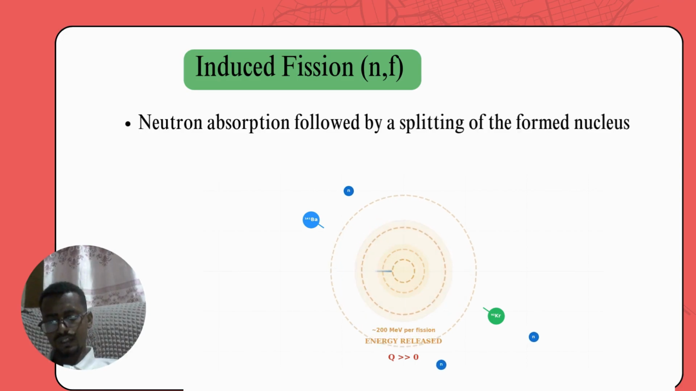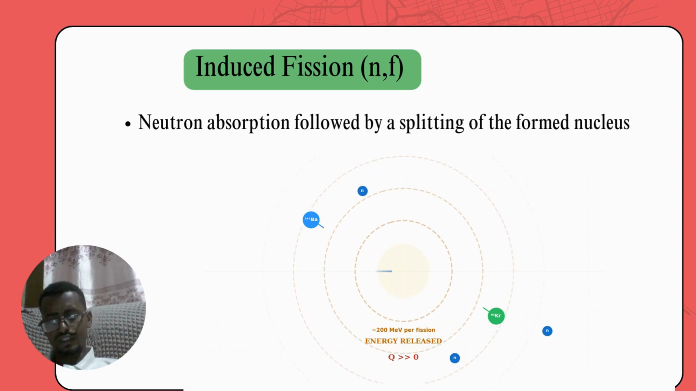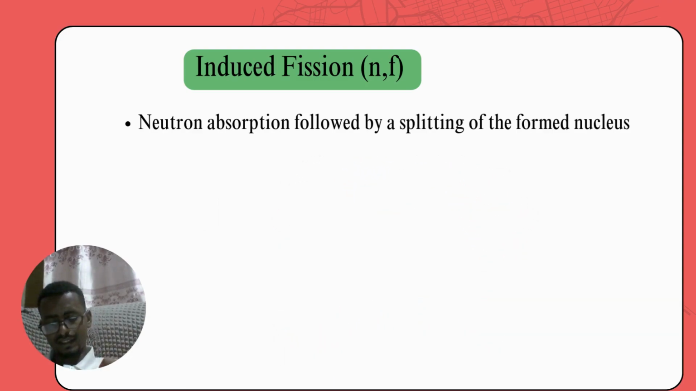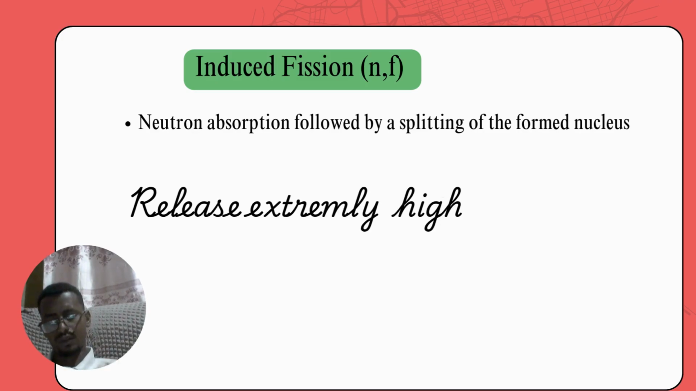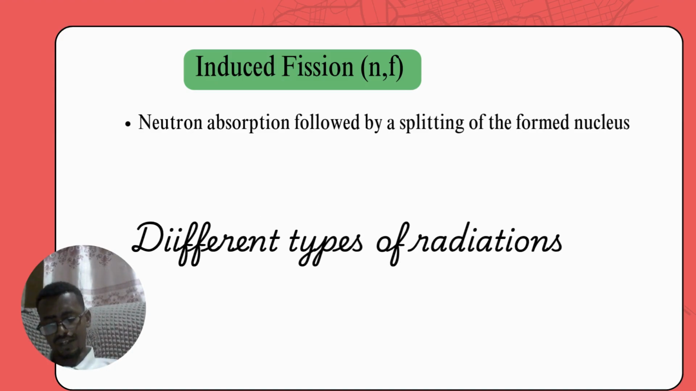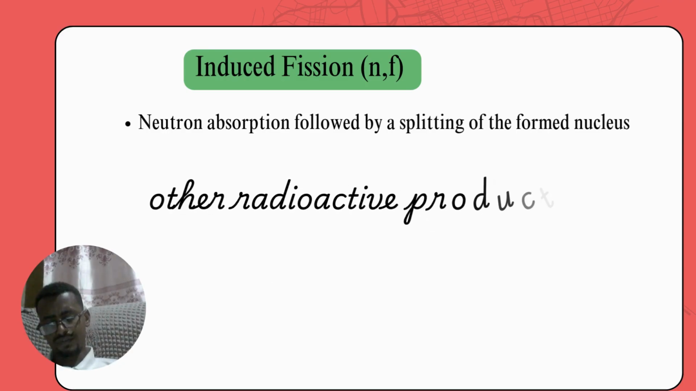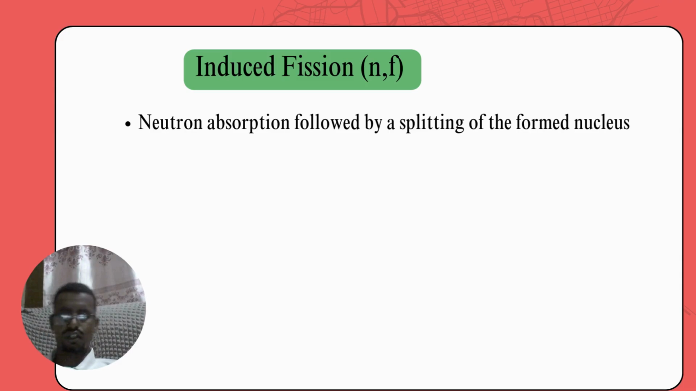So induced fission has a unique property, which is that it may release an extremely high amount of energy. Also, it may release different types of radiation and release neutrons, a number of neutrons, and production of radioactive fission products will also be observed in this kind of induced fission reaction.